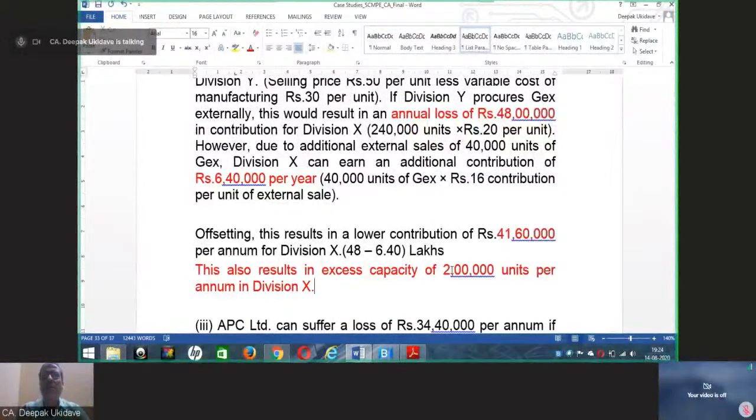जो present चल रहा है चलने दो. Present क्या चल रहा है? 2,60,000 यूनिट एक्सटर्नल कस्टमर को मार्केट में सेल करो and 2,40,000 यूनिट इंटरनल कस्टमर को बेचो. That means division X is supplying 2,60,000 units to external market and 2,40,000 units to internal customer. That is current. Proposed scenario, division X will sell only 3 lakh to external customer and 0 to internal customer, because internal customer is now buying from external vendor.